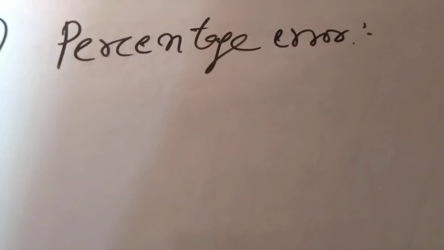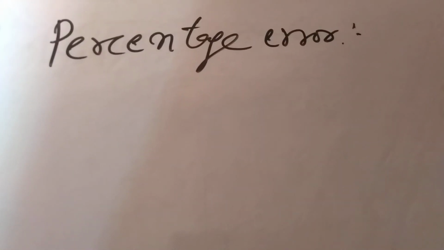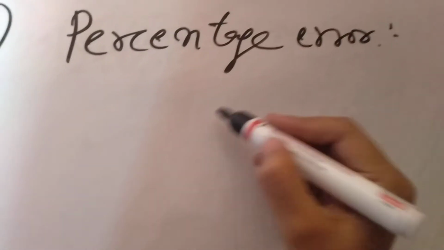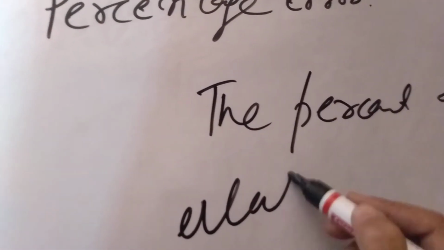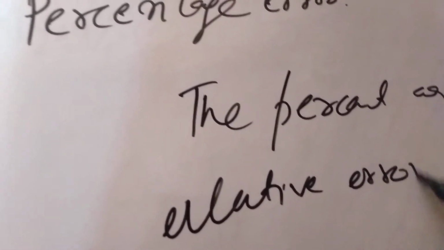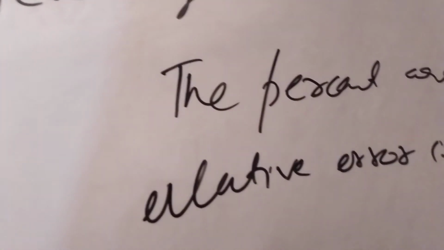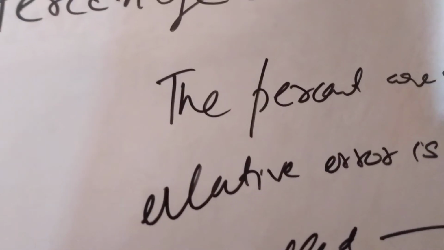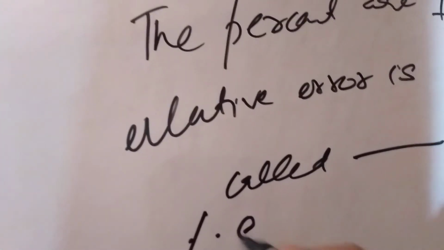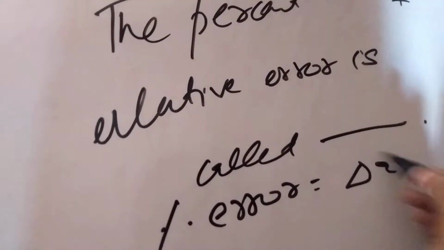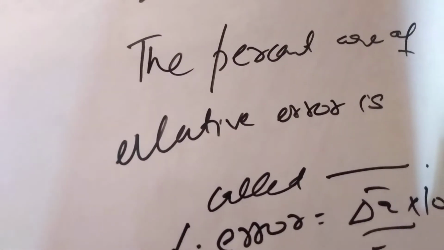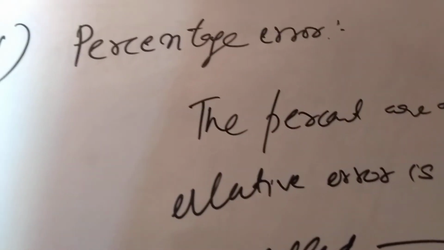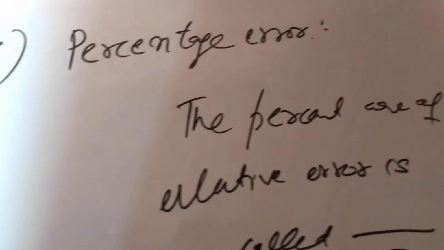Next is percentage error. So what is percentage error? The percentage of relative error is called percentage error. Percentage error is denoted by del a bar by a bar into 100%. We have already discussed relative error before this. So this is percentage error.